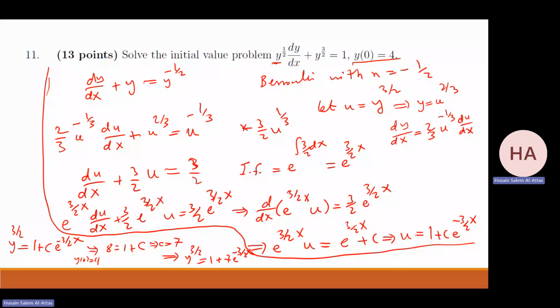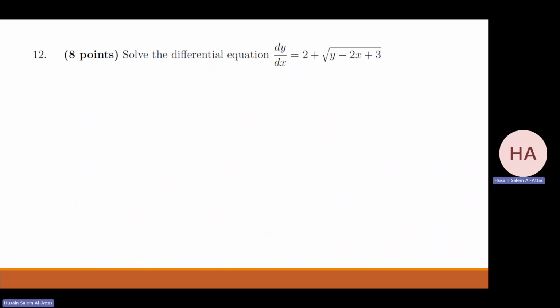Bismillahirrahmanirrahim. We'll continue doing questions in 1.6. I think that was the last one we did. Now let us continue. Solve this one. Very clear, I need to make this as u and then continue.